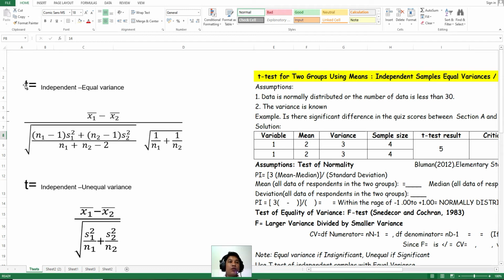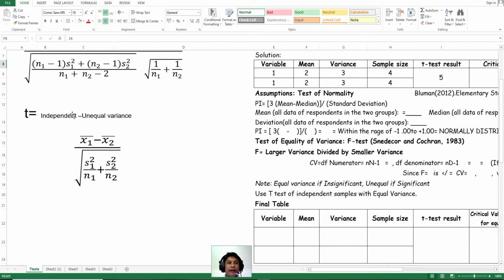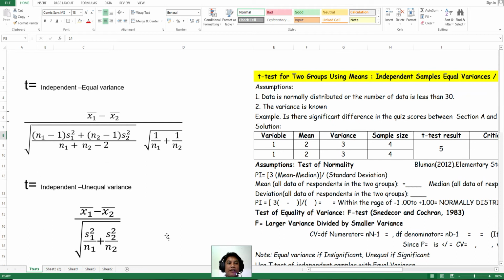So there are two types of independent t-test. Independent, because the data from one group is not affected by the data of the first group. So remember, this formula is for the independent equal variance, and this formula here is for the independent unequal variance. So let us assume that our data in our example has unequal variance, so we can use the t-test independent unequal variance.